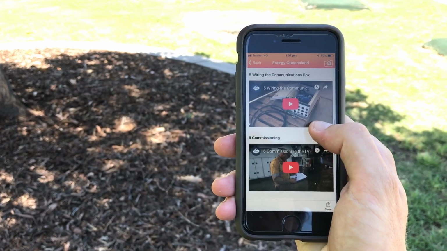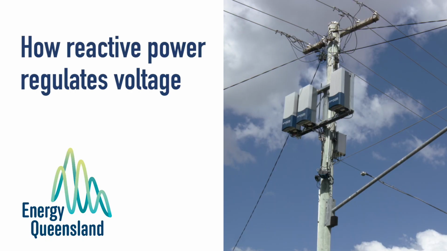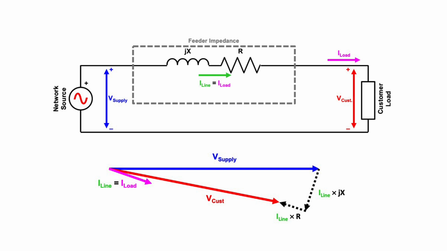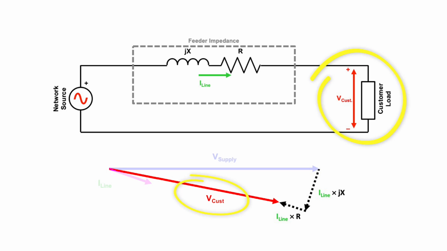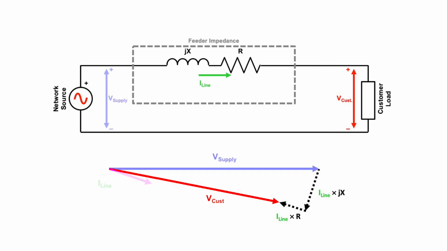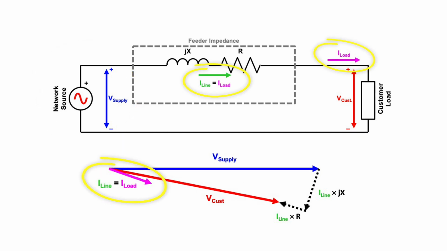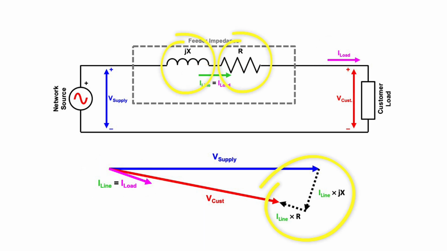How reactive power regulates voltage. Reactive power can be used to regulate voltage by manipulating power flows and line losses on the grid. Take a simple power network supplying a customer load. The voltage at the customer is the supply voltage minus the load current multiplied by the line resistance and line reactance. The voltage at the customer load is lower than the supplied voltage because of line losses.